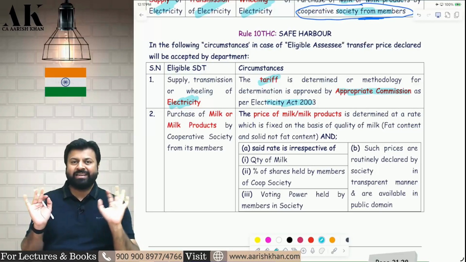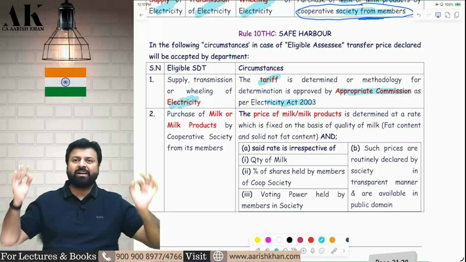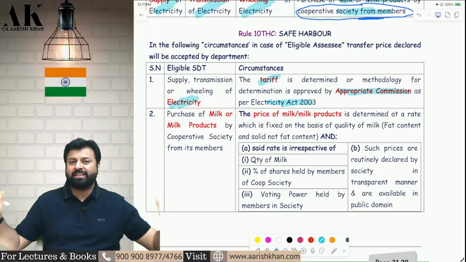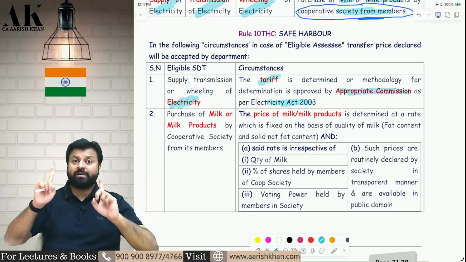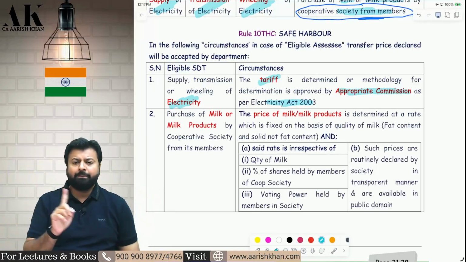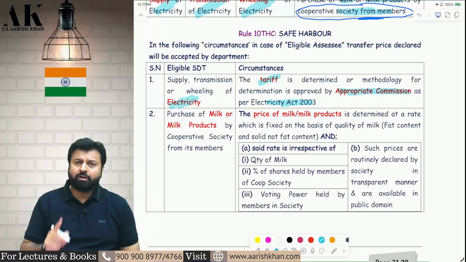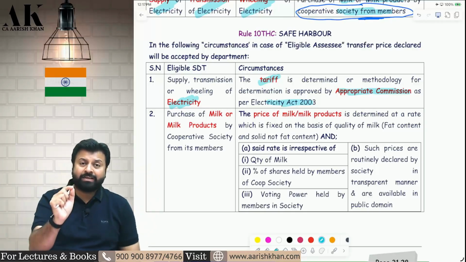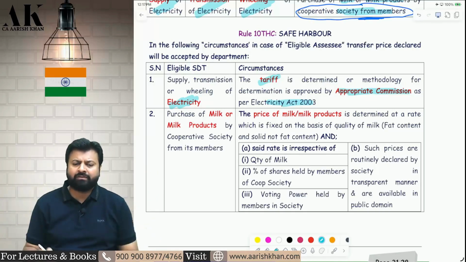For electricity, they have to show the tariff which is approved by the appropriate commission under the Electricity Act. The income tax law does not say anything, no 17% margin, 18% margin. For international transfer pricing, they have mentioned margin for everyone, but not for domestic safe harbor. For domestic safe harbor, they are directly saying you have to show the tariff which is declared by the appropriate commission as per the Electricity Act. I don't know what that tariff is.